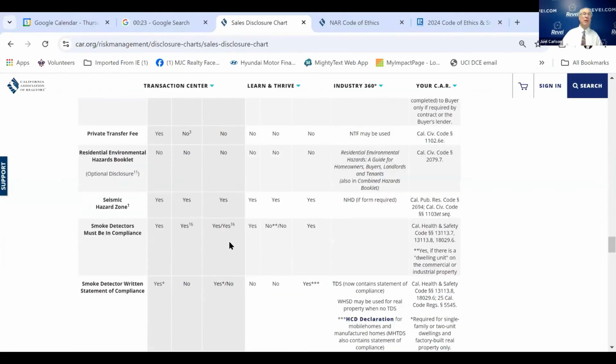Some of these are not required by law. Some of these are no. You don't have to do them. I just counted the ones in the first column. You need to be knowledgeable in the area in which you deal.